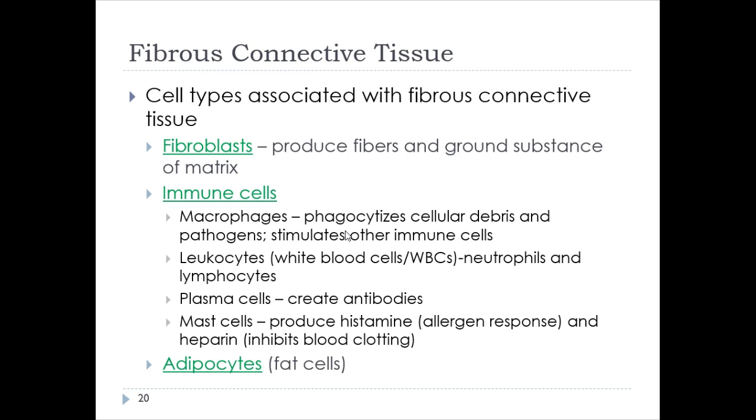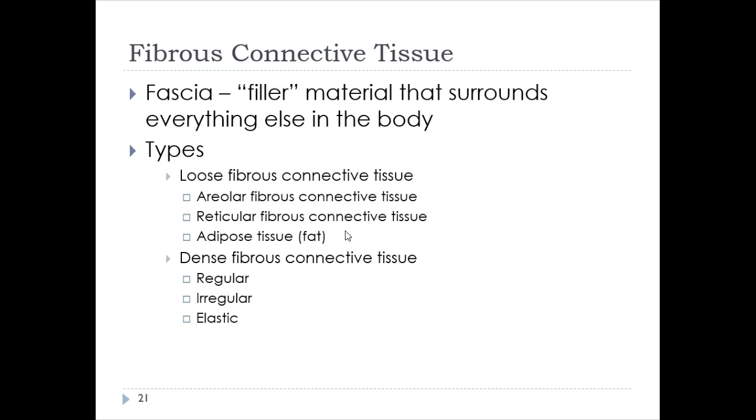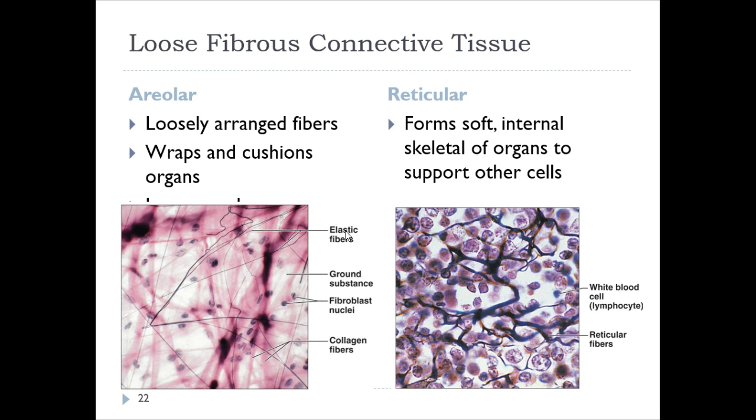The last part of this group is going to be adipose, which is just fat cells. These are cells that expand when there's a lot of fat being stored in them. And then when the lipids, or the fat, are needed in the body, the adipose cells shrink. Different types of fibrous connective tissue include fascia, which is like a filler material that surrounds everything. These are loose fibrous connective tissue, designed to basically take up some space. And adipose, we'll talk about a couple of these in a minute.